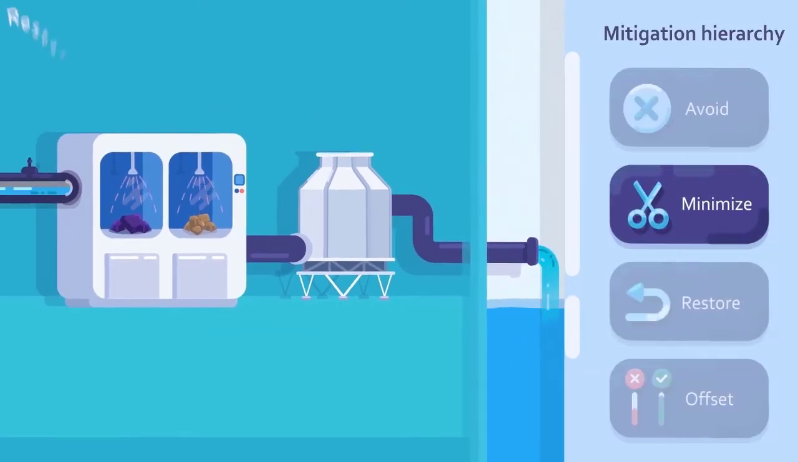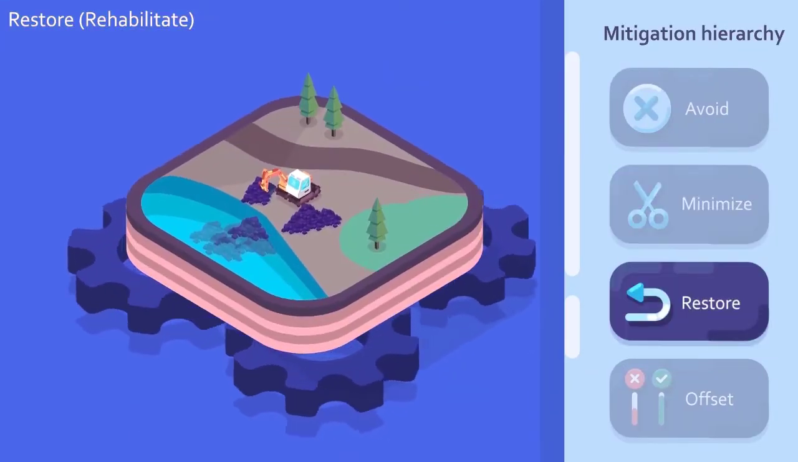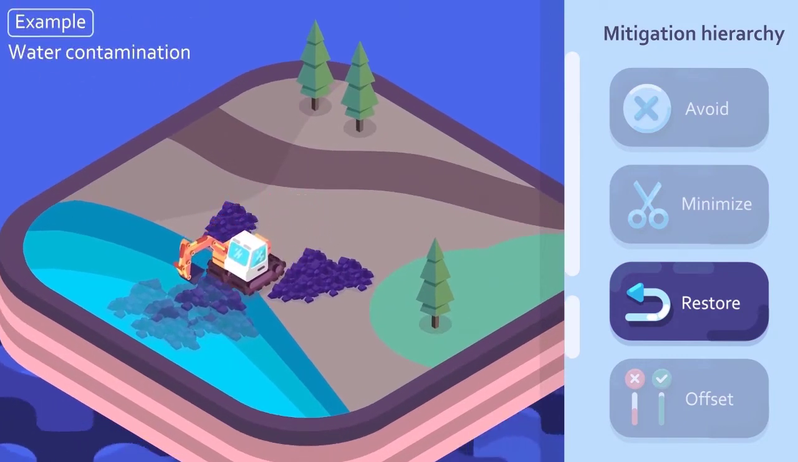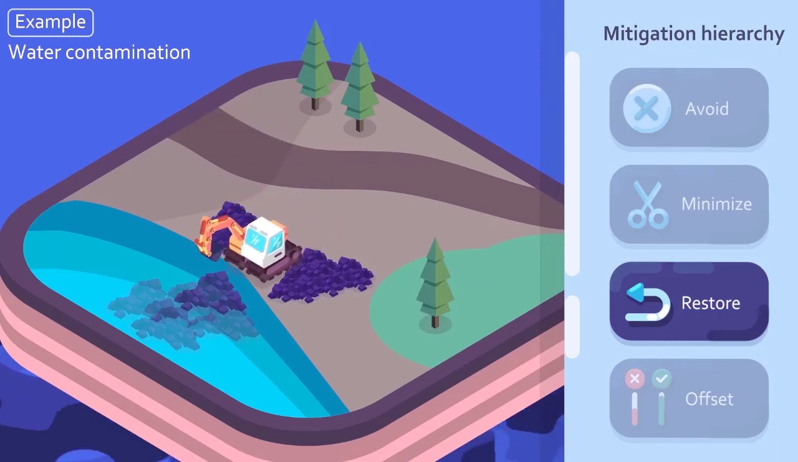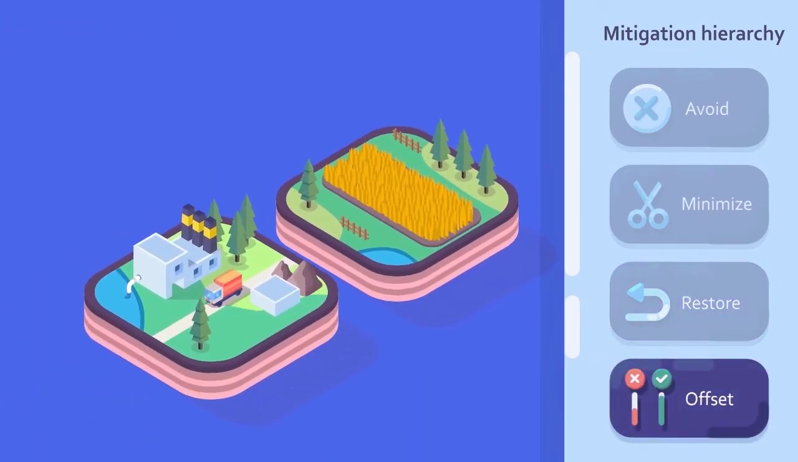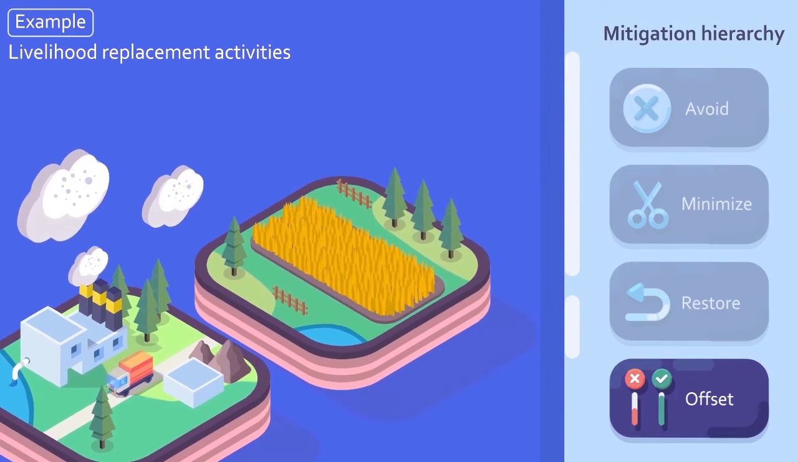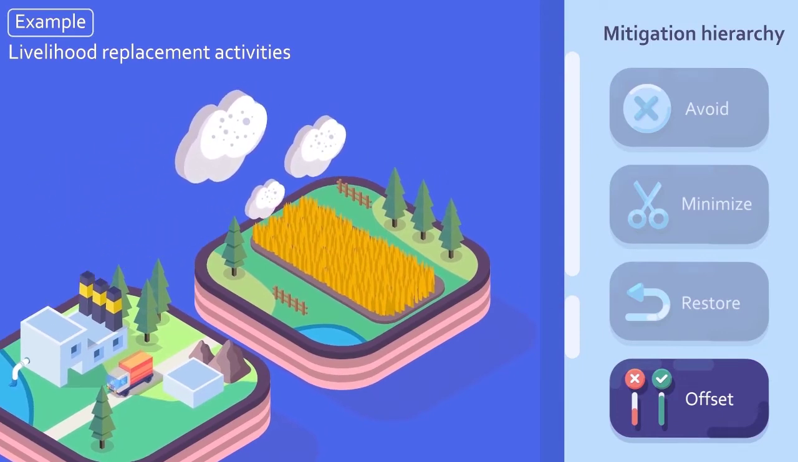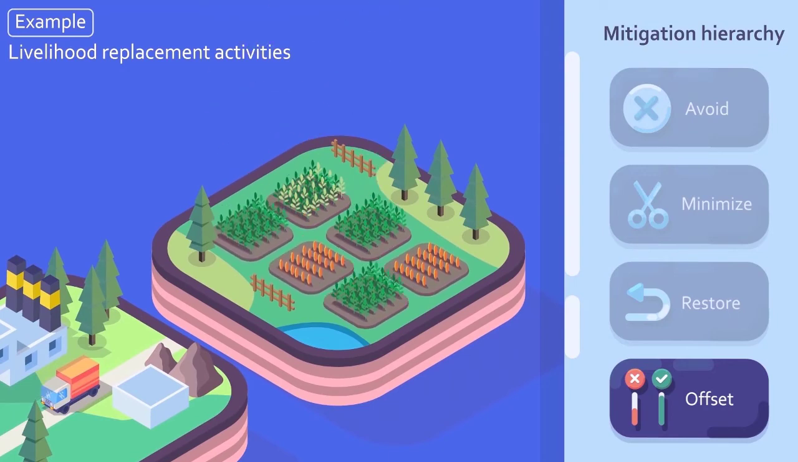If you have created an impact, act to restore the environments that were affected. For example, if your operations contaminated a waterway, you can take steps to clean up the pollution. Finally, if the impacts can't be managed, you can offset the impacts. For example, suppose pollution from your site affected local farms, lowering yields and damaging livelihoods. You could offset the impact through livelihood replacement activities.